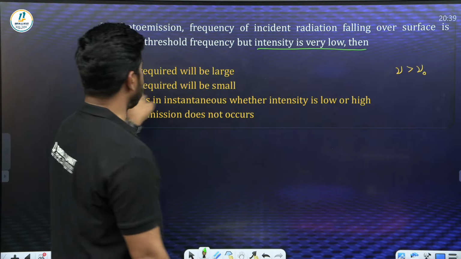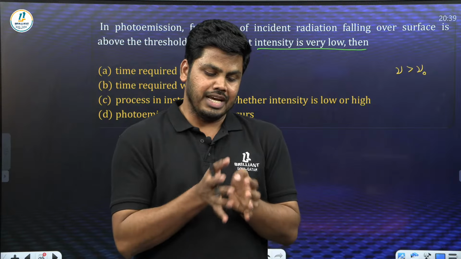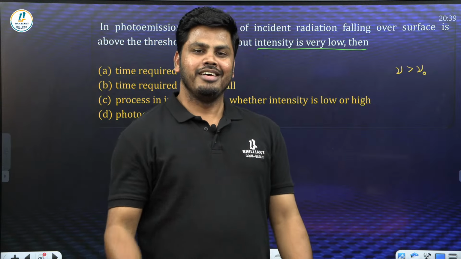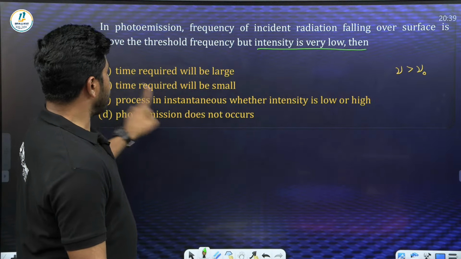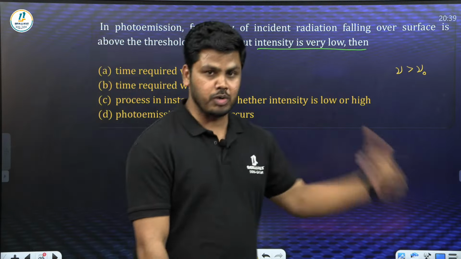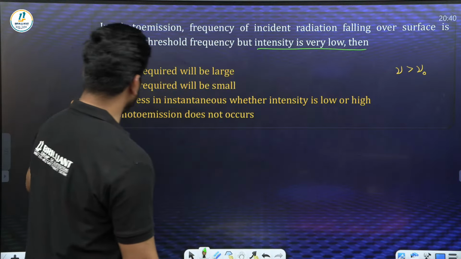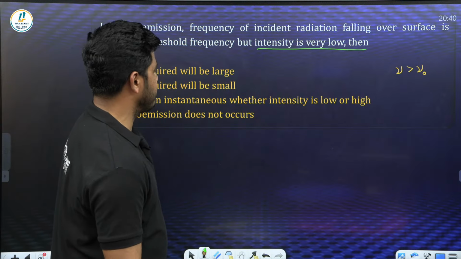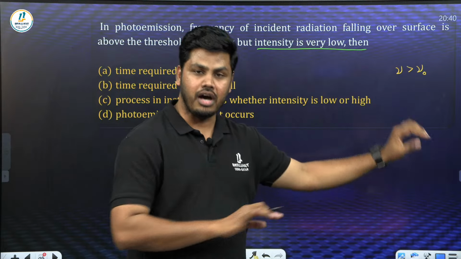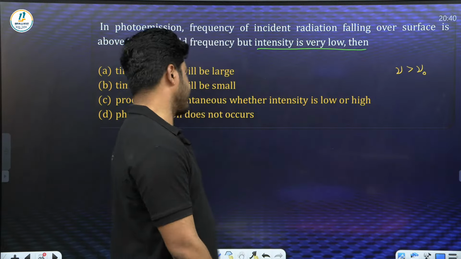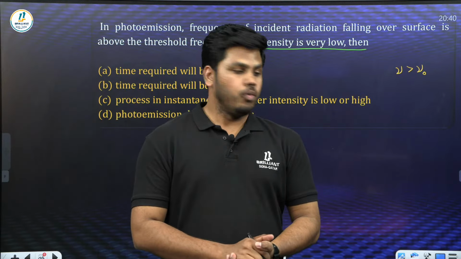See, the options: time required will be large. That means to emit electrons from the metal surface, the electron will take more time because intensity is very low. Second option, time required will be smaller than the normal case. Third option, process is instantaneous whether intensity is high or low. That is option C. That means whether intensity is high or low, it doesn't matter. And finally, the fourth option, photoelectric emission does not occur. So what do you go for?